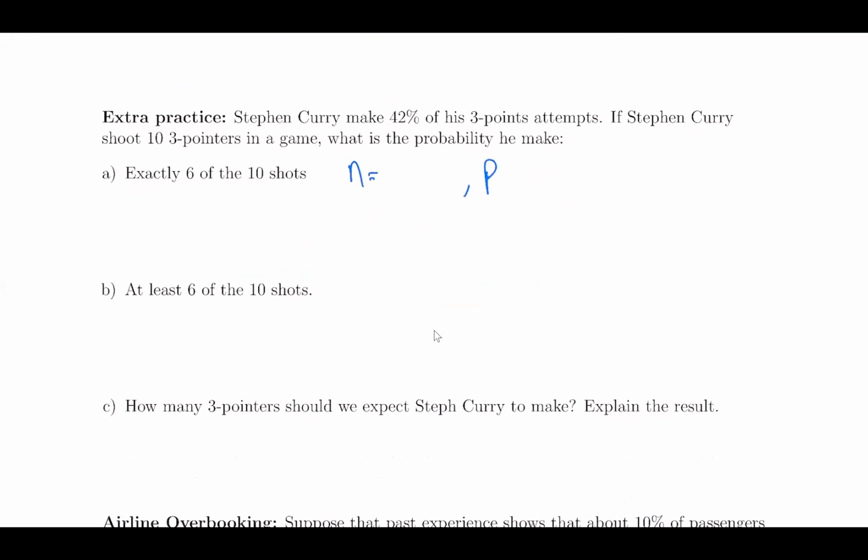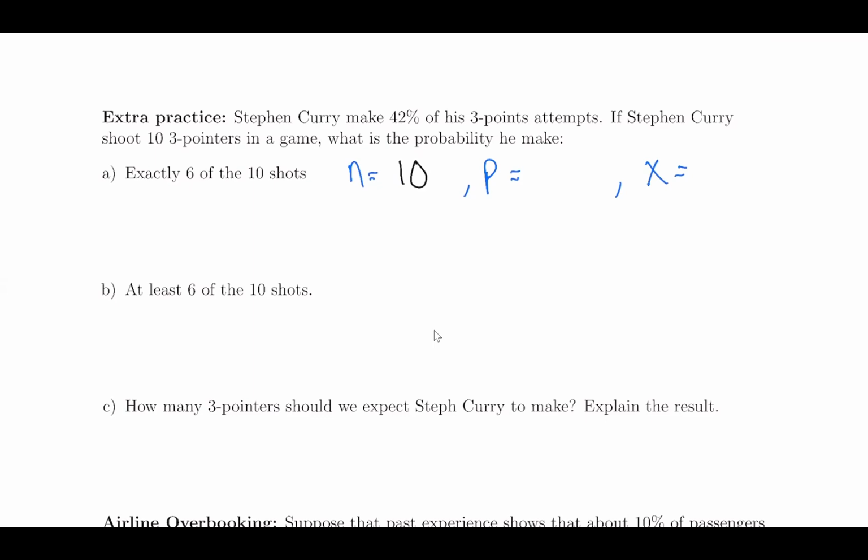P, and we're also gonna go ahead and get X. So for this one, what should be my N? How many 3-pointers is Stephen Curry gonna shoot? 10. Cool.